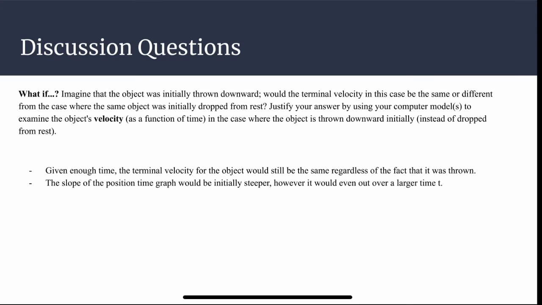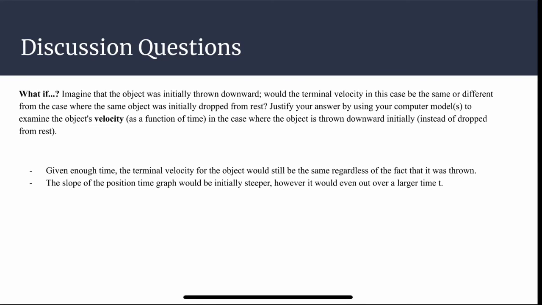So although the thrown ball initially is moving faster than the dropped one, they're both accelerated by gravity at the same rate. So if you know this, then you can apply the logic that we had in the last question to this question. Given enough time, the terminal velocity for the object would still be the same regardless of the fact that it was thrown. The slope of the position time graph would still be initially steeper, however it would even out over a larger time t.